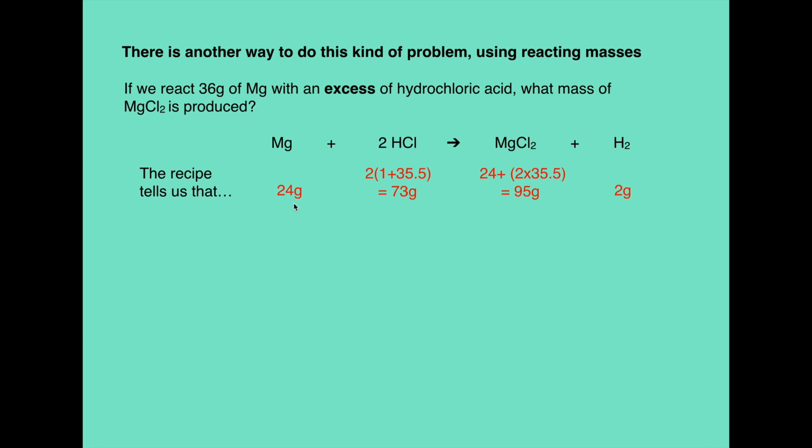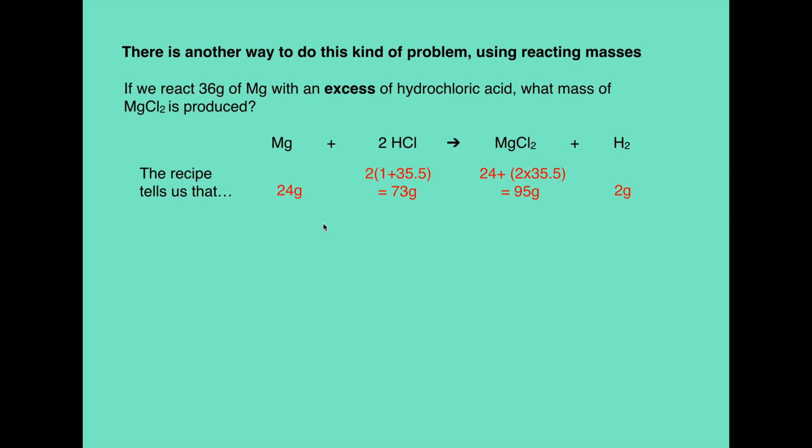Magnesium is 24 grams. 24 grams of magnesium is 1 mole. 2 moles of HCl is 1 plus 35.5, times 2, 73 grams. Magnesium chloride, if you work out what mass we've got here, we've got 24 plus 2 times 35.5, which is 95 grams. And we've got 2 grams of hydrogen, 2 times 1, 2.